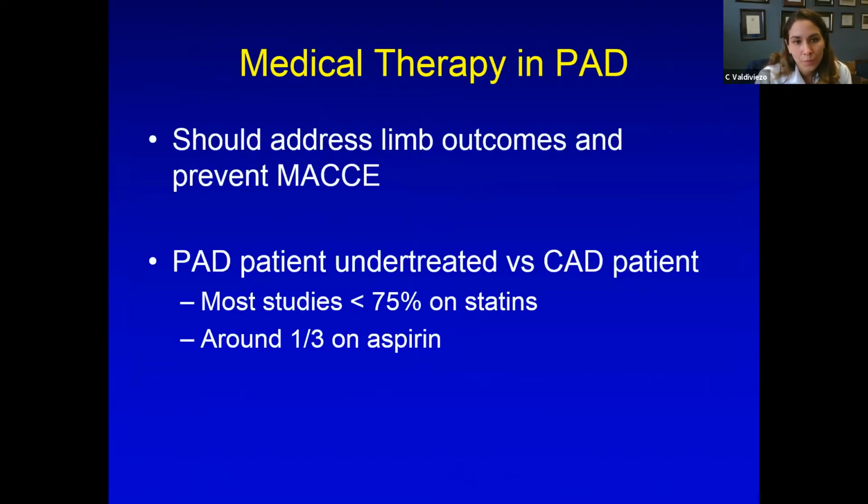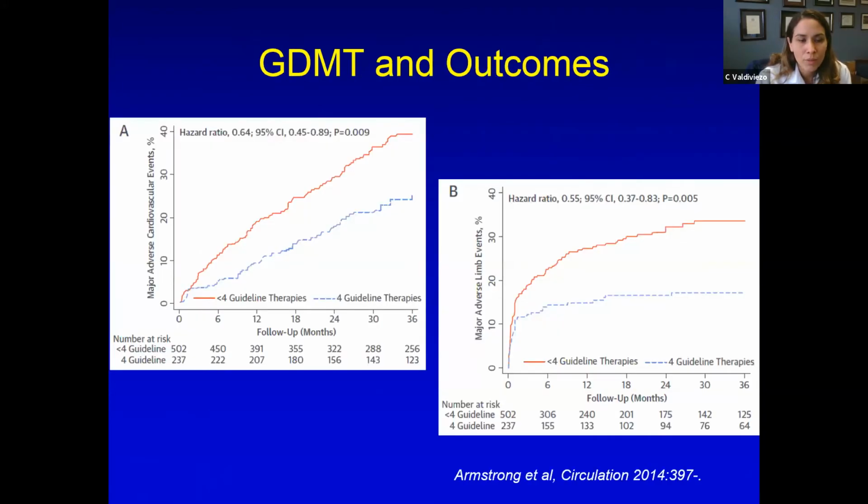Medical therapy in PAD should address outcomes and prevent major cardiovascular events. Patients with peripheral artery disease are undertreated versus CAD patients: fewer than 75% are on statins when it's really indicated, and only around a third are on aspirin. So we are undertreating our patients significantly and need to be more aware and cognizant about that.